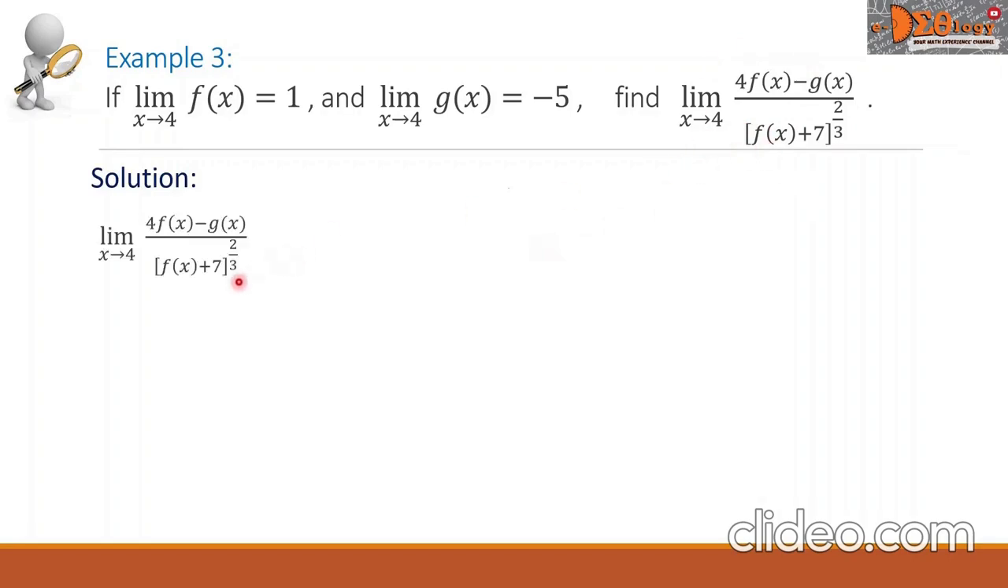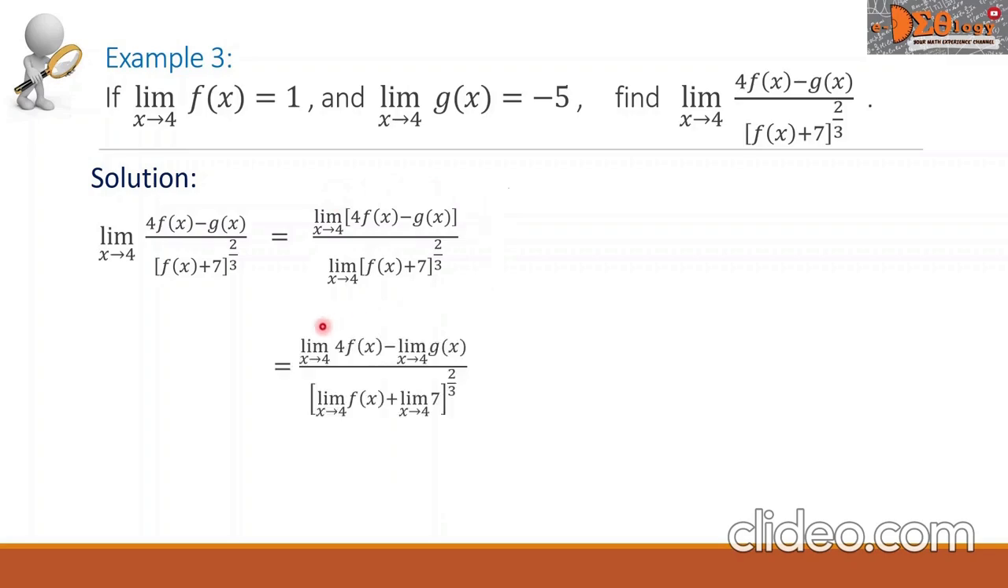Let us copy this problem in here. Now let us show that we're going to take the limit of the numerator and denominator. So it becomes like this. In the numerator, we are going to take the limit of each of the terms. So we have the limit of 4 f of x as x approaches 4 minus the limit of g of x as x approaches 4.